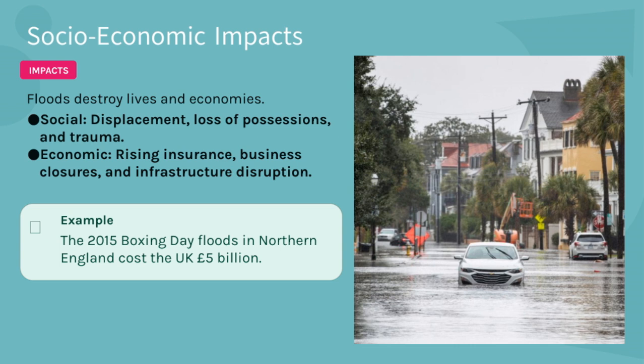Businesses may be forced to close temporarily or permanently. If shops, factories, or offices are flooded, they may lose stock, equipment, and income. Workers may also lose wages if they cannot get to work. Insurance costs can rise after major floods. In some high-risk areas, people may struggle to get affordable insurance at all. A good example is the 2015 Boxing Day floods in northern England, which cost the UK around £5 billion. So flooding affects far more than the river itself. It disrupts people's homes, health, income, transport, education, and sense of security.